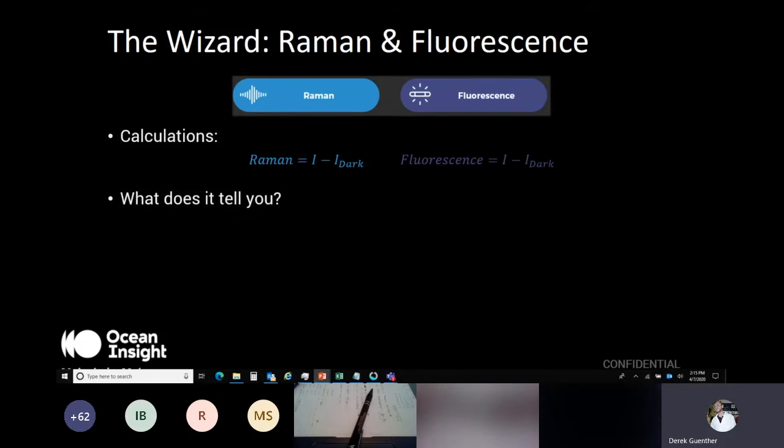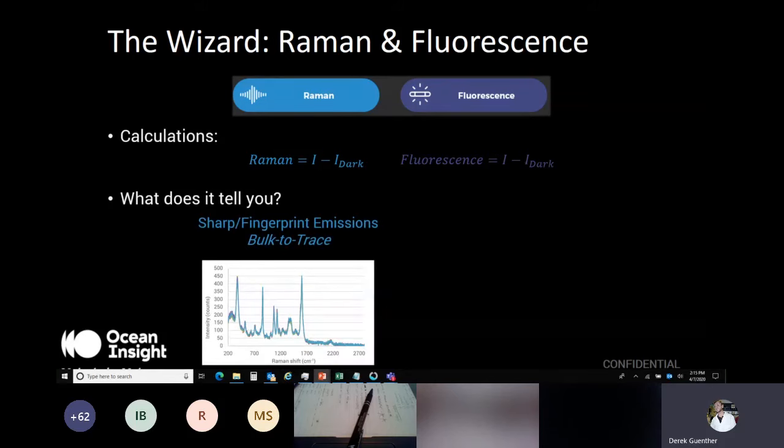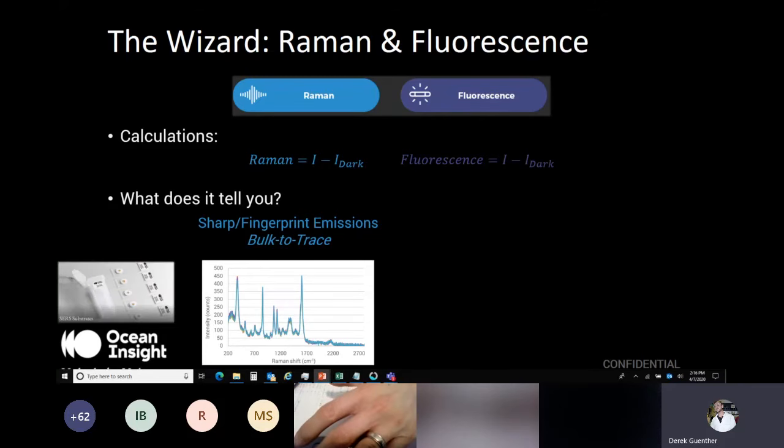And what is that telling us about our sample? With Raman, you're going to get a lot of sharp fingerprint peaks that are emissions inherent to that sample. So you can see here we get very sharp lines that are specific to that analyte. And that can be done at the bulk level, and it can even be done down to the trace level. Now, if you were to need to detect something at the part per billion level, sometimes part per trillion level, you can use the Ocean Insight surface enhanced Raman substrates here that you can see on the left.